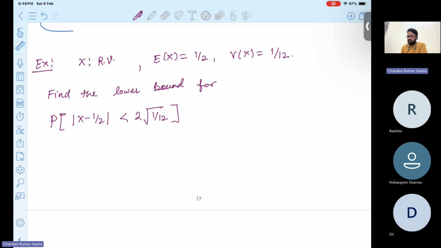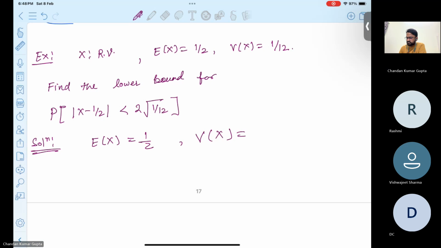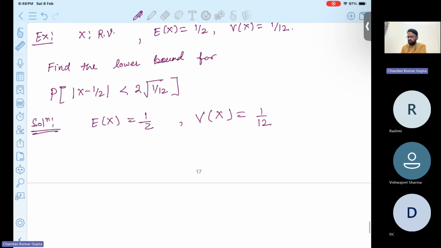So here we just need to compare. We need to choose a distribution for which the expected value of X is 1 by 2 and the variance of X is 1 by 12. These are given, so we only need to find that distribution. Okay, let's create a function.